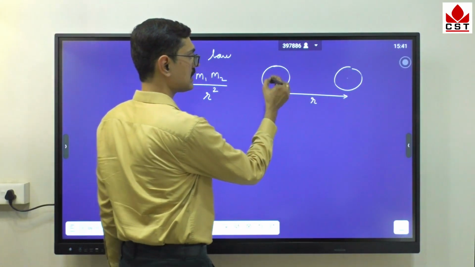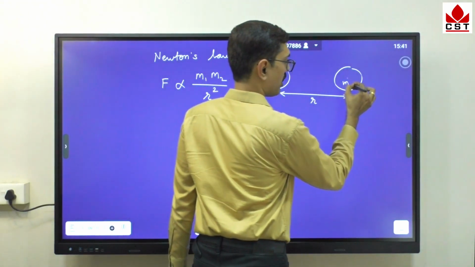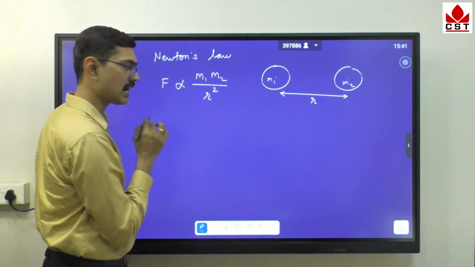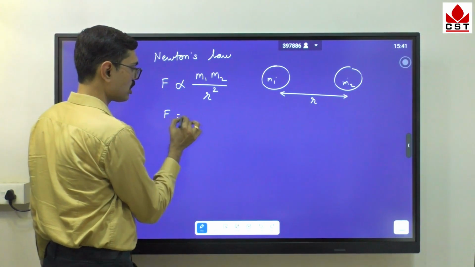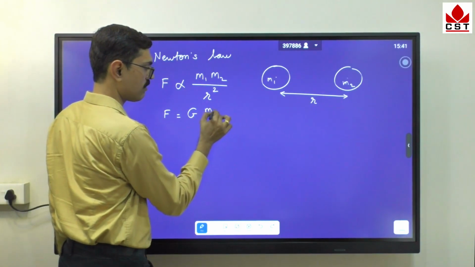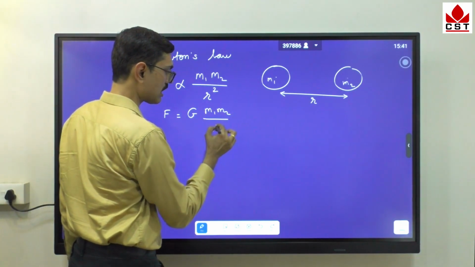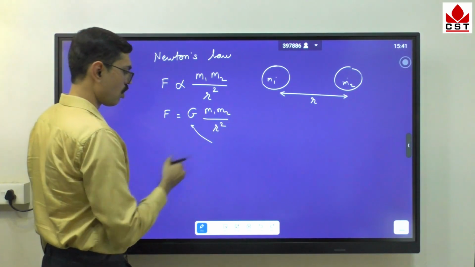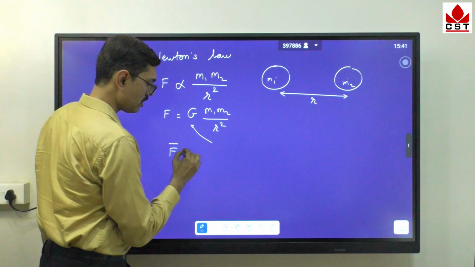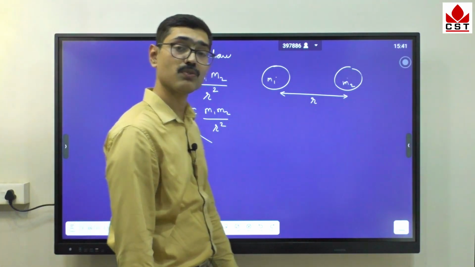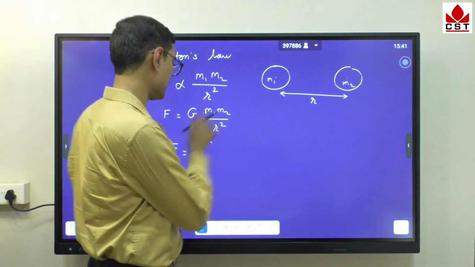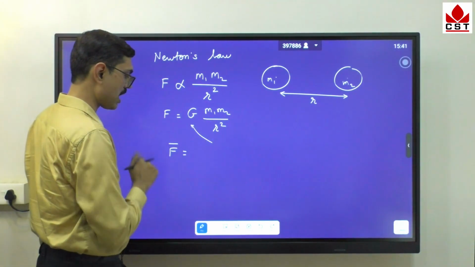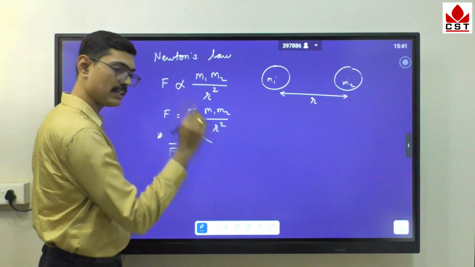So that r distance is the distance between m1 and m2 from the center of mass. Therefore, the proportionality constant is capital G, and F = G m1 m2 upon r square. G is the universal gravitational constant. This is all we know, and the new quantity is the force in vector form. This is the normal force in scalar form, and F bar is the new equation in vector form.